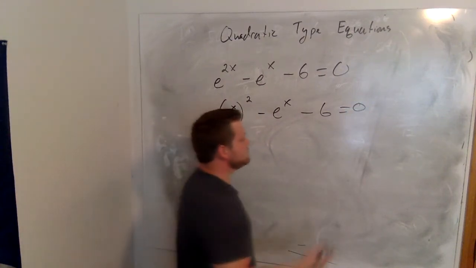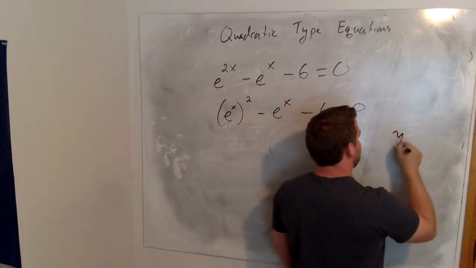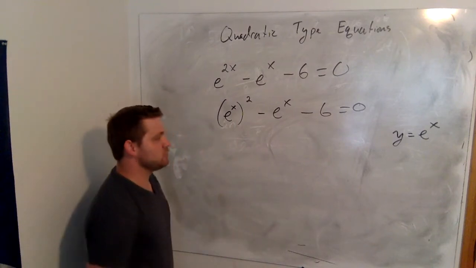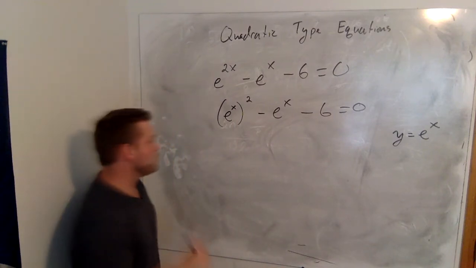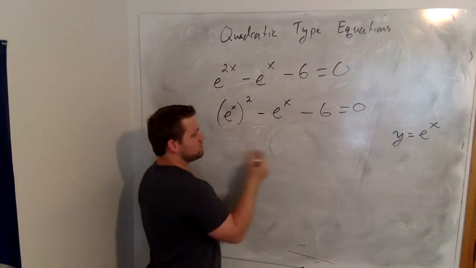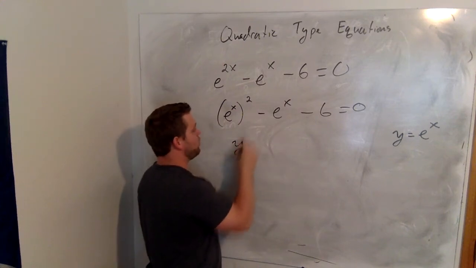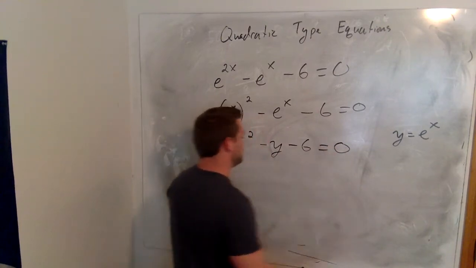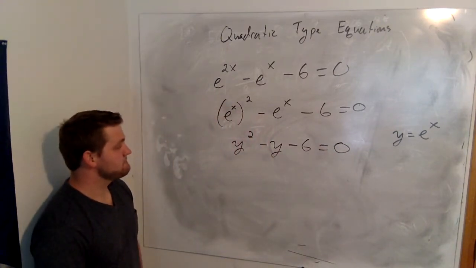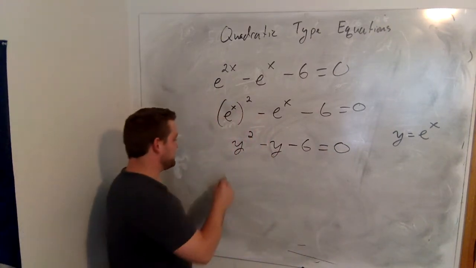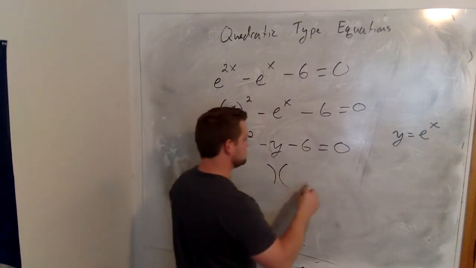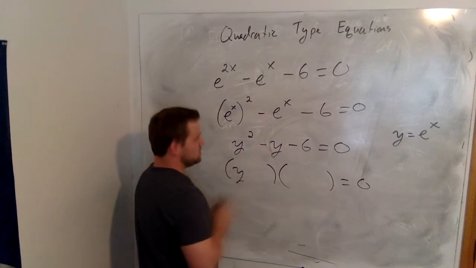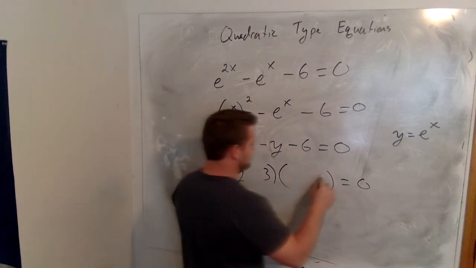What we can do here is make a substitution. How about we let y equal e to the x? This way we can hopefully see this a little bit better as a quadratic. If we make that replacement, e to the x's will be replaced with y's, so we'll get y squared minus y minus 6 equal to 0. This is now a quadratic that we can solve. Okay, so how will this factor? This will factor to, let's see, I think I need a combination of 3 and 2.